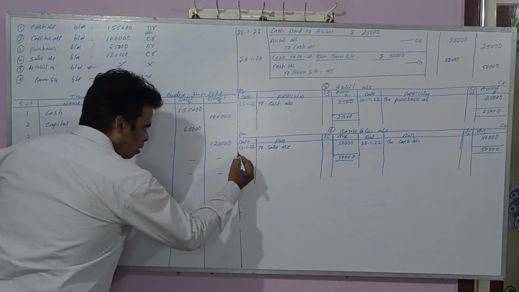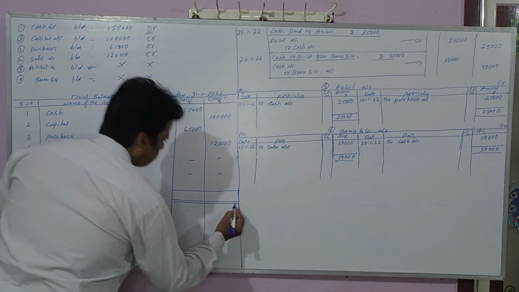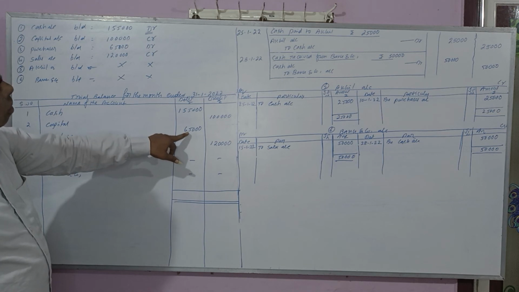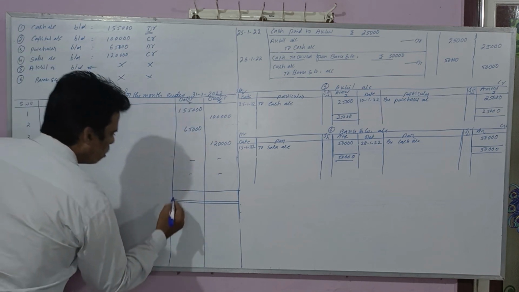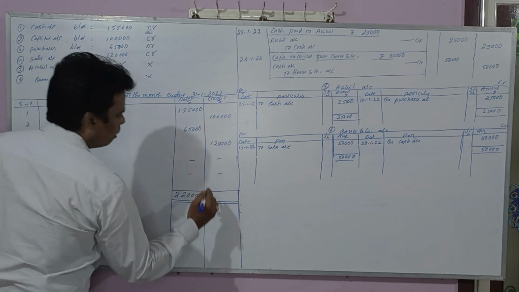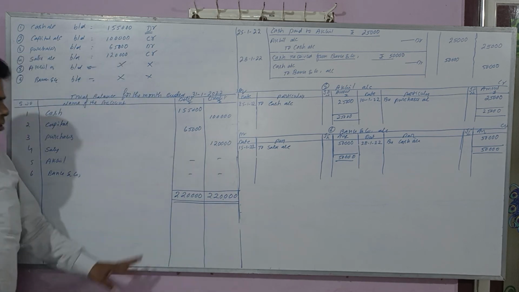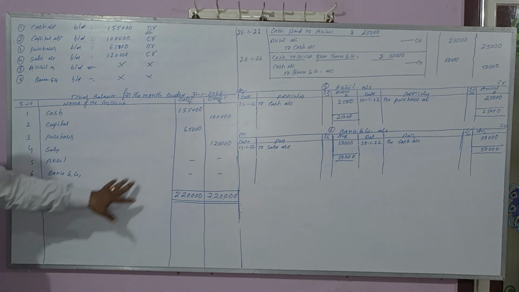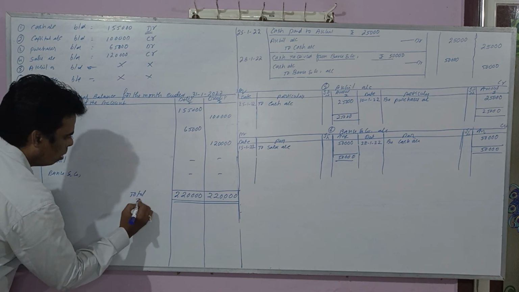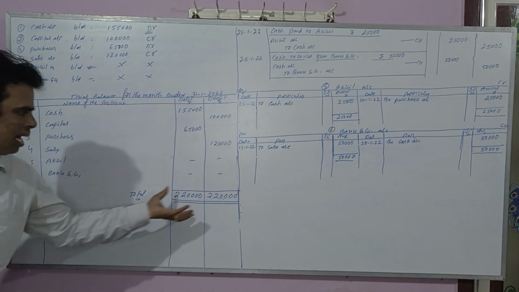So now the trial balance is tallied and totaled. 1,55,000 plus 65,000, then 1,60,000, 2,20,000. So the total is 2,20,000. And the credit side, 1 lakh plus 1,20,000, the total is 2,20,000. So the trial balance is completed. It is tallied, as the total is 2,20,000 and 2,20,000. In this way, the trial balance total is agreed.